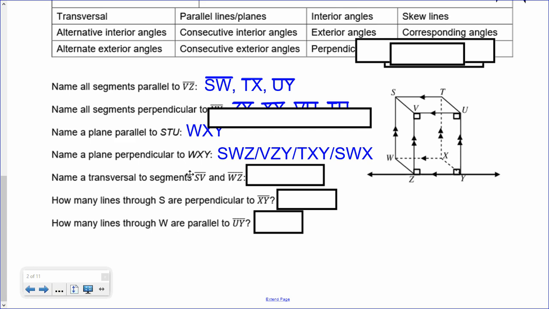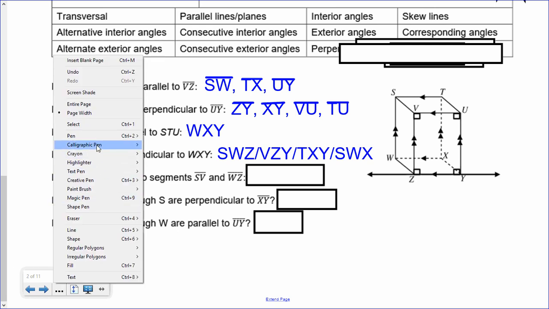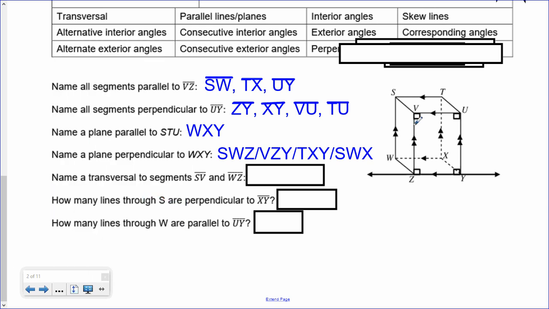Alright, next question. Name a transversal to segment SV. Let me go ahead and get my color out again. SV and WZ. So remember, a transversal is a line that crosses two or more other lines. So I have the two lines named already that I want to be crossed. So I just have to find the line that crosses both this line and this line. So if you look at the picture, we need to find a transversal that crosses this segment and this segment.